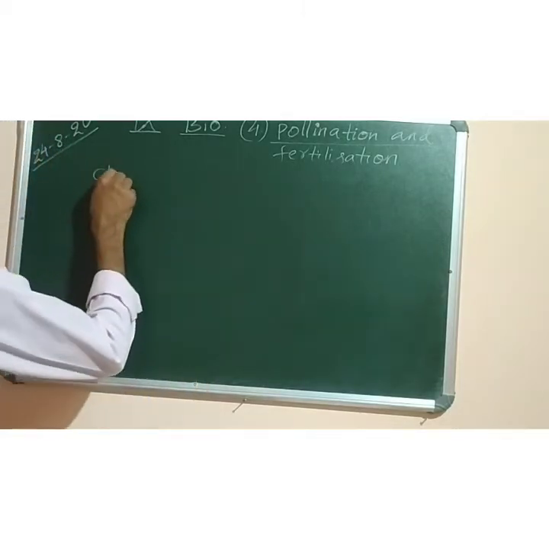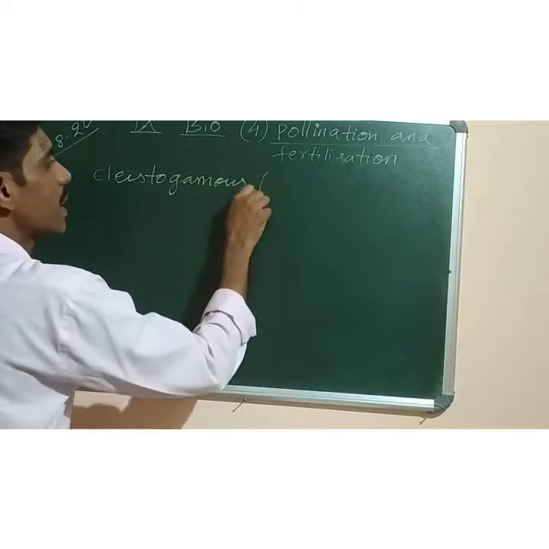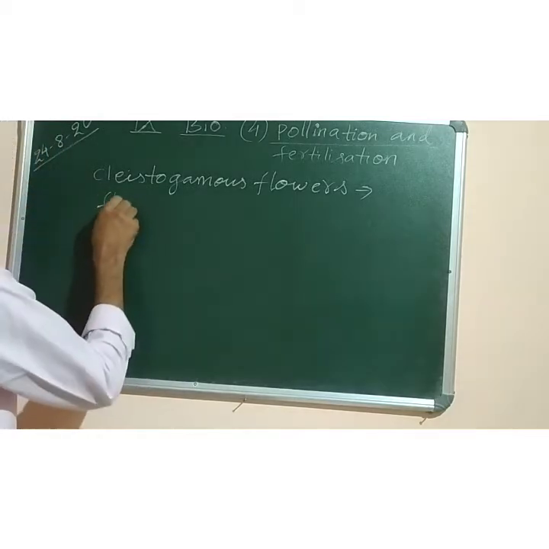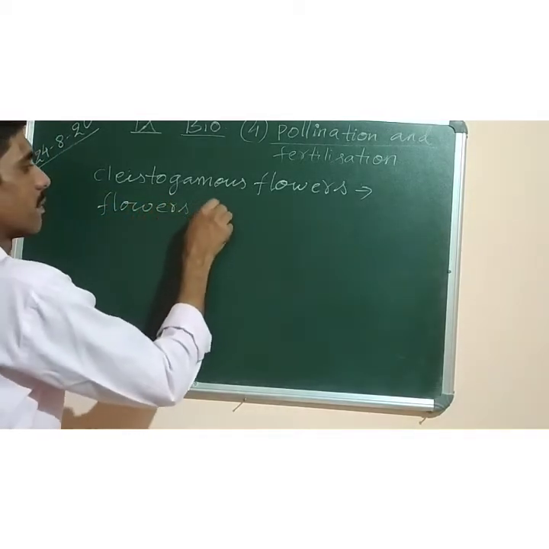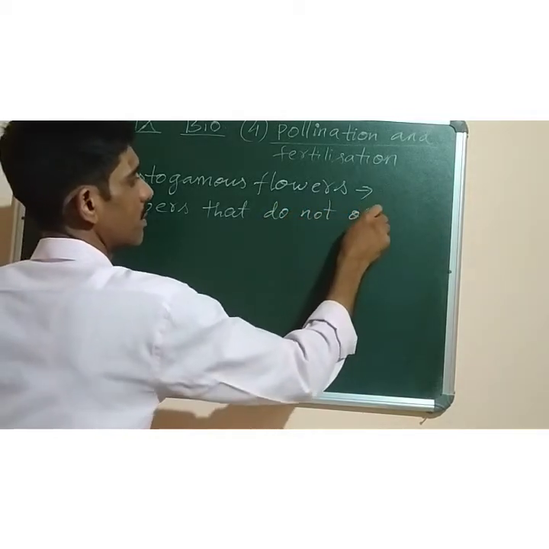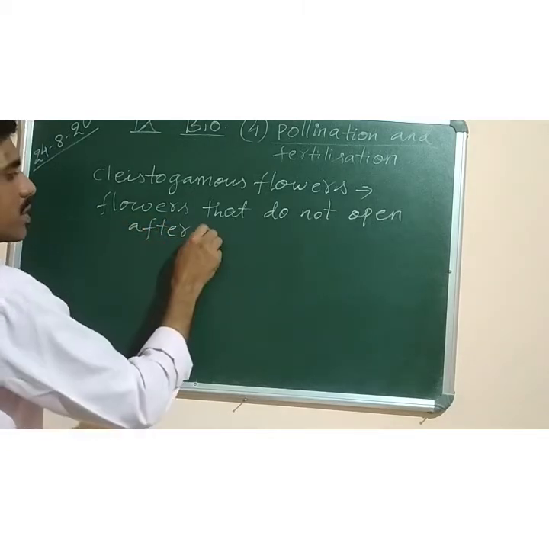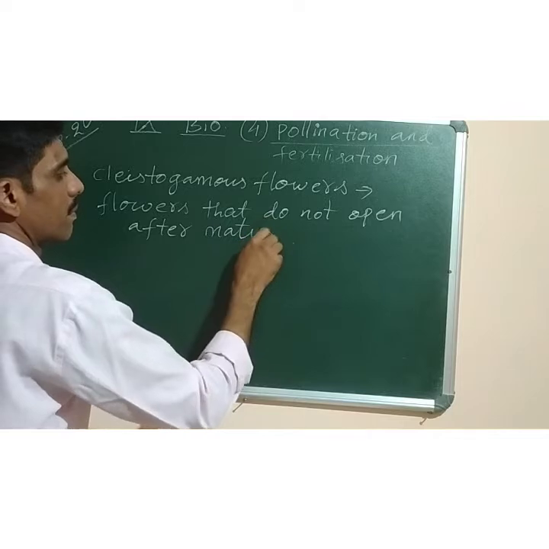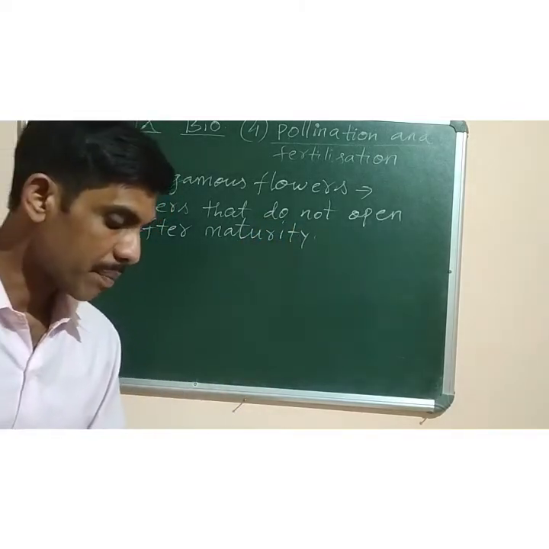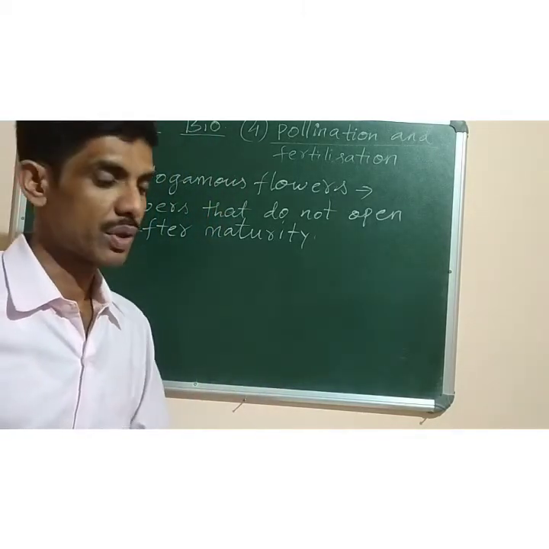So I will write it here. Cleistogamous flower. If asked to define what are cleistogamous flowers, flowers that do not open even after maturity are called cleistogamous flowers. An example of such flowers: because they are not opening, their anthers and stigma, that is the male and the female part, are not exposed to the environment or to the surroundings.